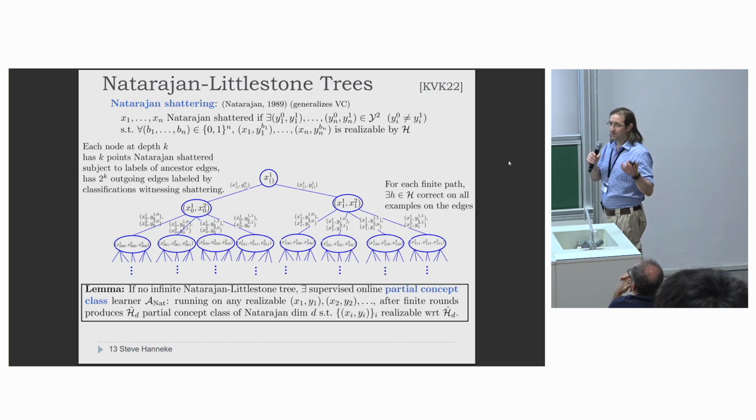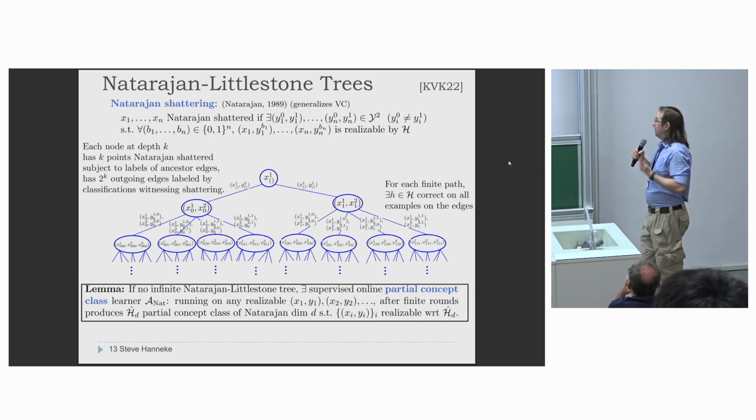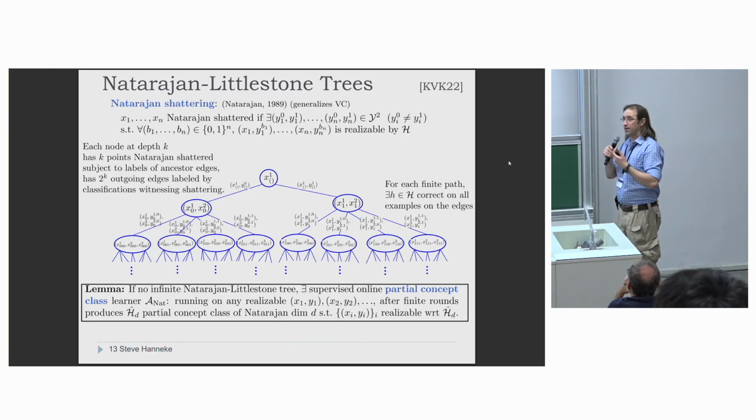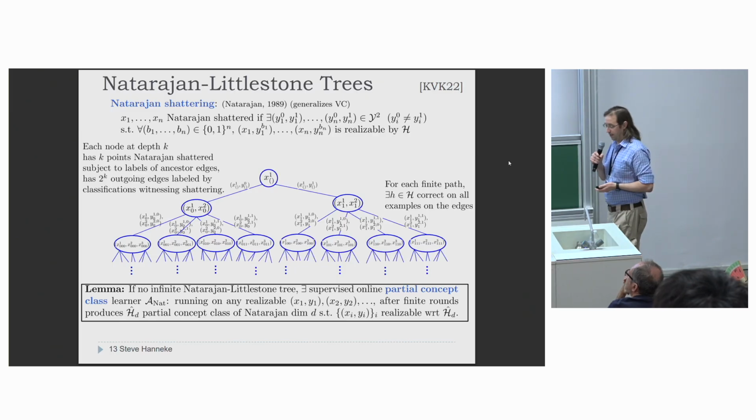So think of this as a way that even if your original class had infinite Natarajan dimension, running this, it will produce a partial concept class which has finite Natarajan dimension and for which the sequence is still realizable.